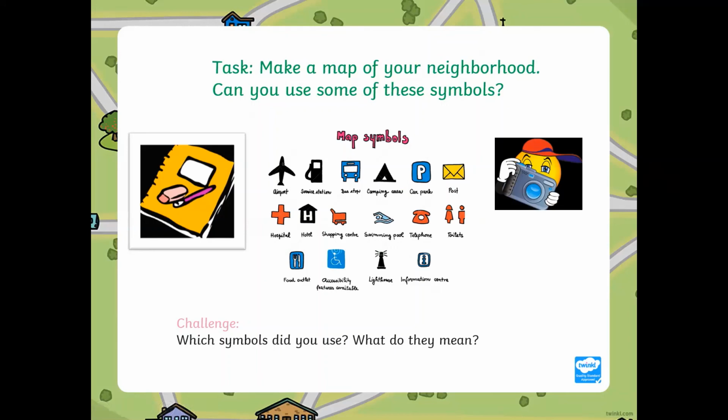Your challenge is to reflect on your work. I would like you to tell me which symbols you used and what they mean. Why did you use them in your map? Remember to take a picture and send that to your class teacher.